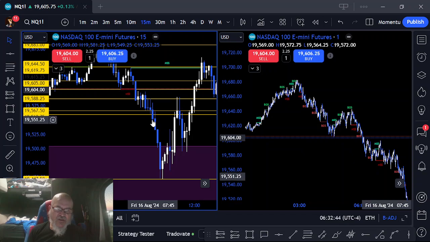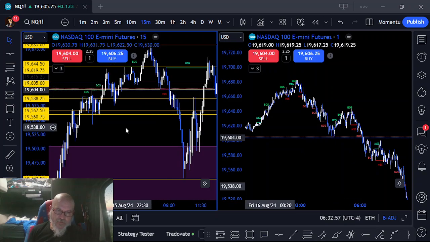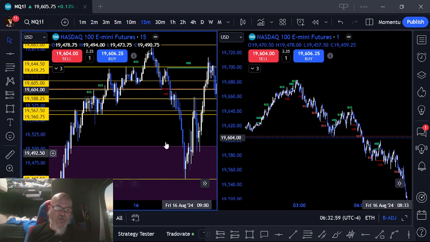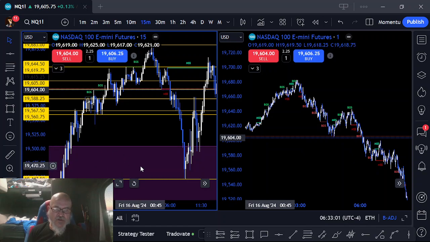Do we form a fair value gap? No, because the very next 15-minute candle comes up, closes the gap, but it can't close above these lows. So good indication that we are going lower. And I was looking for the retest of this 4-hour inverted fair value gap anyway, right?